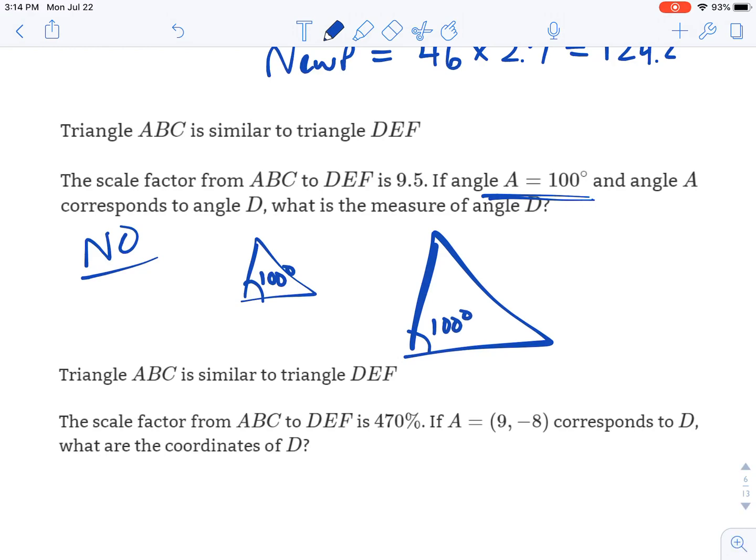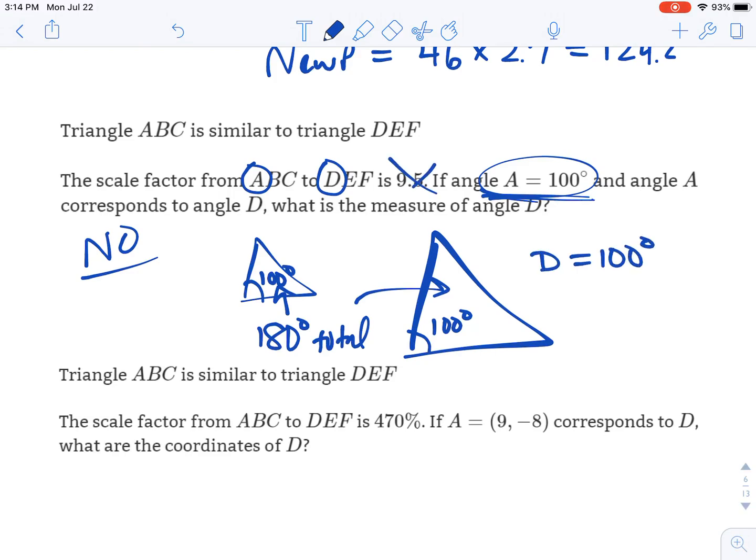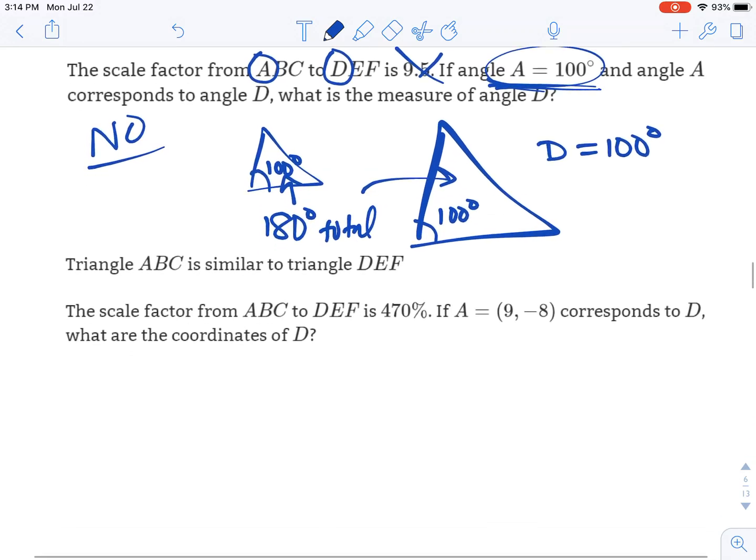And that should make sense because every triangle has a sum of 180 degrees total. So how could it be bigger if it's just a bigger triangle? Well, it can't. In both of them, the angles must add to 180, so they can't be 3 times or 4 times as big. They've got to still add to the same total. So if A corresponds with D and angle A is 100 degrees, then the measure of angle D is also 100 degrees. They're just equal. We don't use a scale factor at all when it comes to angles.